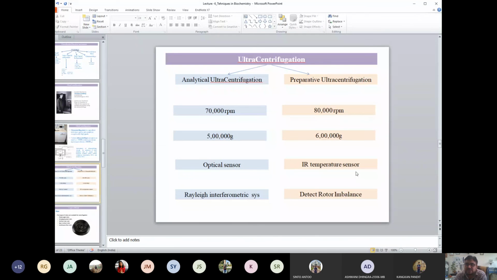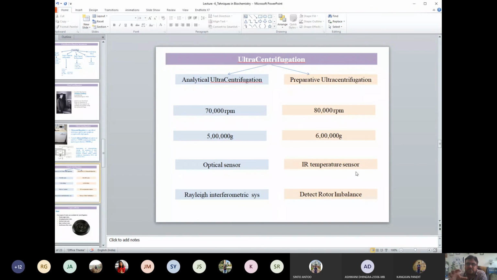Whereas in preparative ultracentrifugation, we have different types of sensors, like infrared temperature sensors, imbalance rotor sensors, and scattering plate sensors. So different types of sensors are installed in preparative ultracentrifugation. In analytical ultracentrifugation, we have a small Rayleigh-based system for visual observation, whereas in preparative, as I told earlier, they have different types of sensors to analyze the temperature, rotor imbalance, the changes in the sample, and other parameters or variables linked with this.